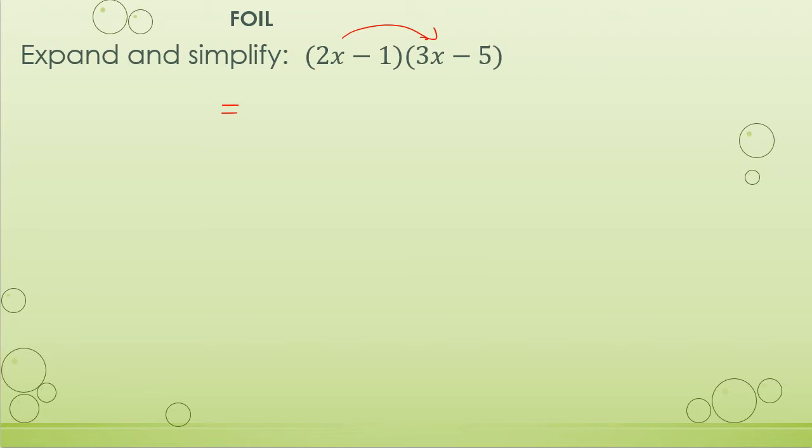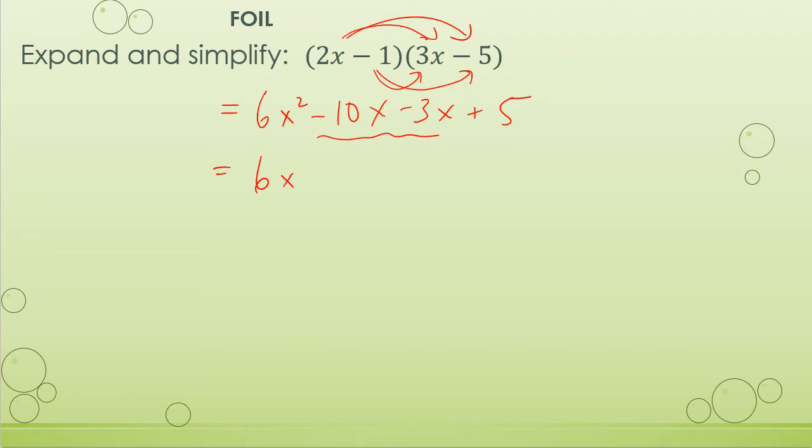2x times 3x gives us 6x squared. Outside, 2x times negative 5, negative 10x. Negative 1 times 3x inside, negative 3x. And last times last, negative 1 times negative 5 is positive 5. Collect like terms, almost always they'll be in the middle. Negative 10x minus 3x is negative 13x plus 5. Done.